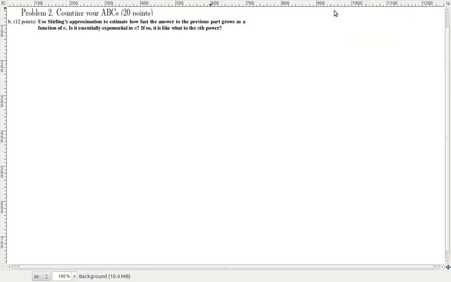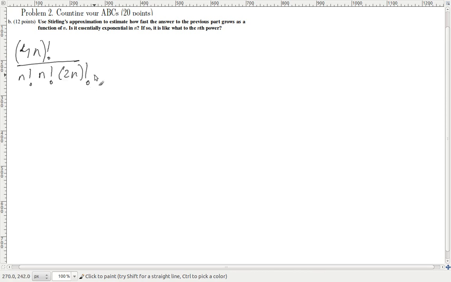So part B on problem 2 asks us to estimate whatever answer we have from part A using Stirling's approximation. So let's just write down the answer we have from part A. It's 4n factorial divided by n factorial divided by n factorial divided by 2n factorial. And Stirling's approximation I'll just write here.